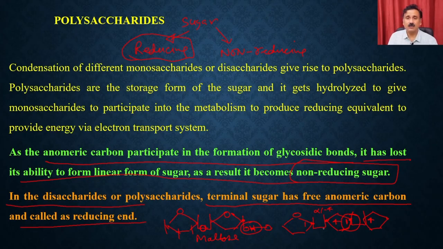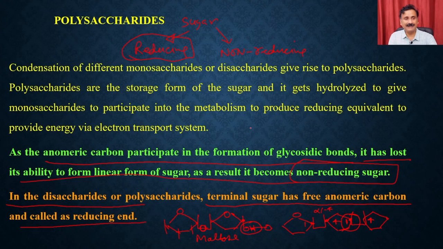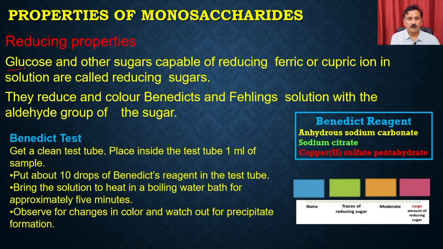Now, the question is how you can know whether the given sugar is reducing or non-reducing. To know that, you can test the ability of a sugar to reduce given compounds. Glucose and other sugars are capable of reducing ferric or cupric ions in solution and are called reducing sugars. They reduce the Benedict and Fehling solutions with the aldehyde groups on the sugar.